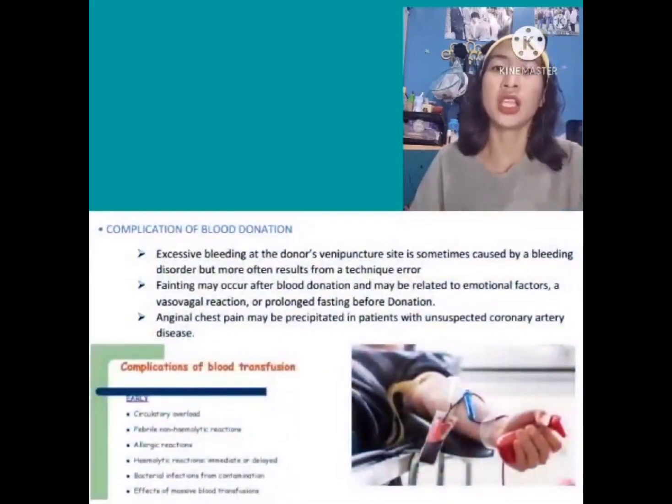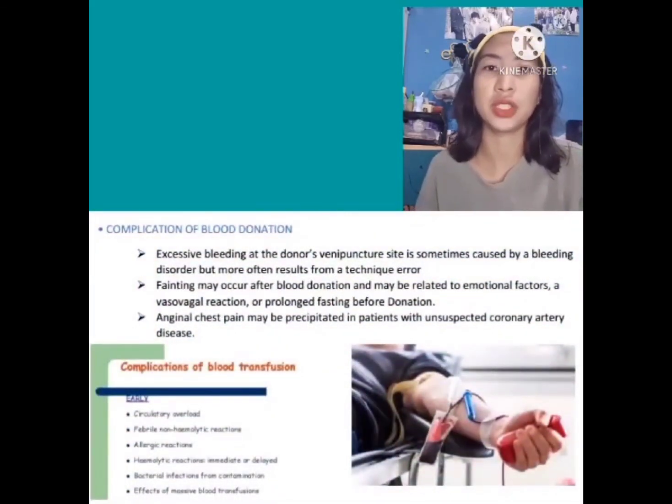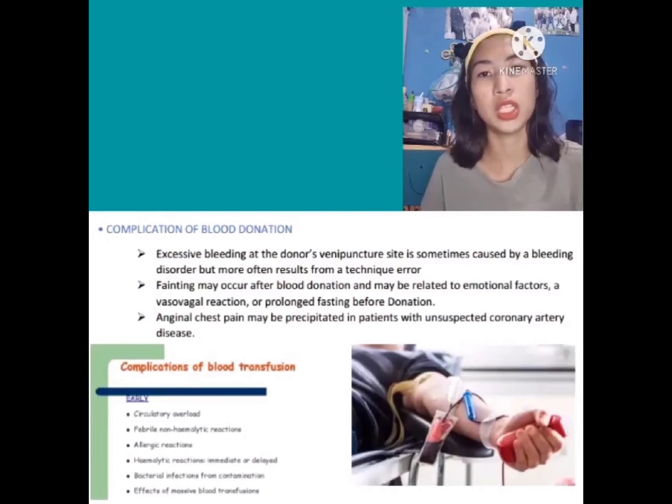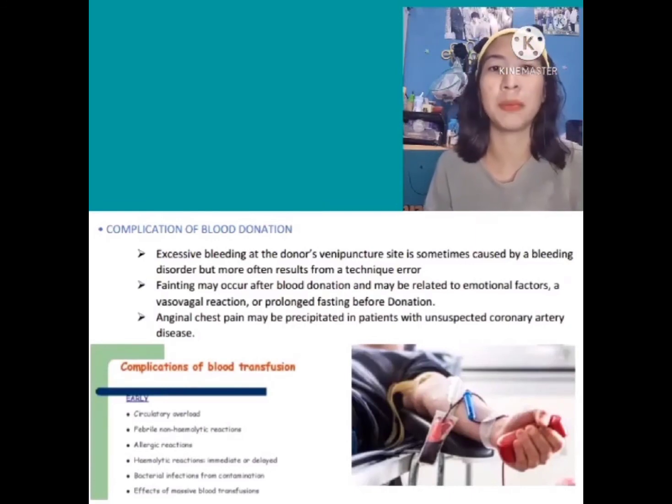Then we're going to proceed to the next discussion, which is the complications of blood donation. Excessive bleeding at the donor's venipuncture site is sometimes caused by a bleeding disorder, but more often results from a technique error. Fainting may occur after blood donation and may be related to emotional factors, a vagal reaction, or prolonged fasting before donation. Anginal chest pain may be precipitated in patients with unsuspected coronary artery disease.